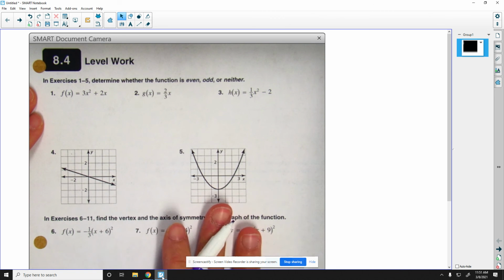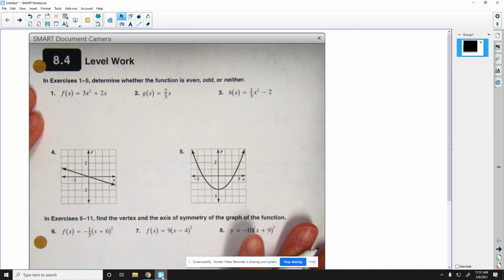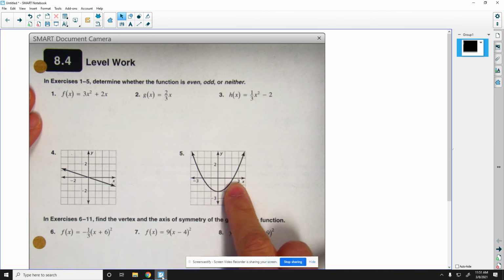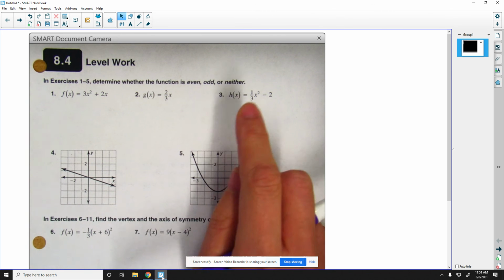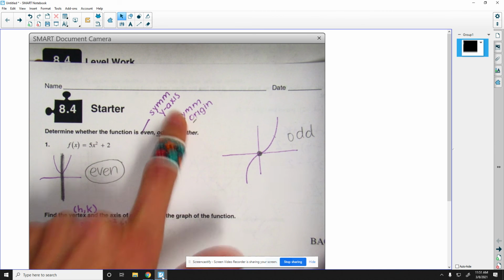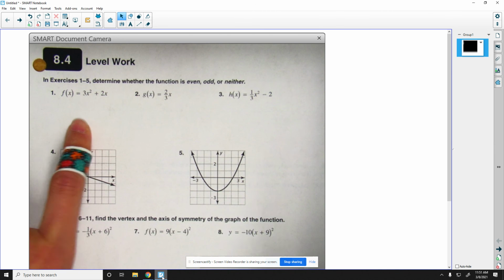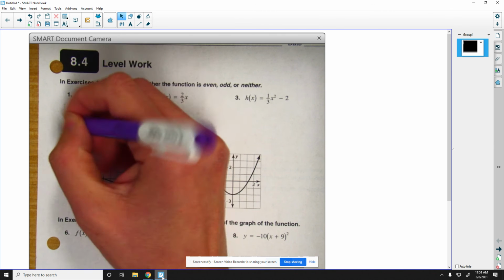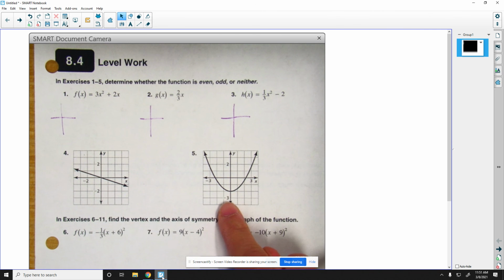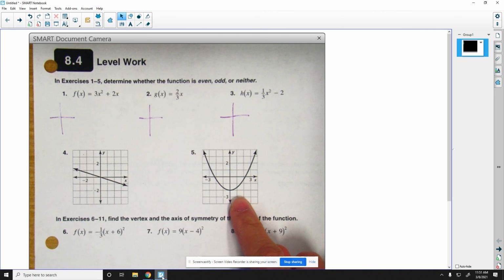All right. I'm just going to talk through your level work with you just so you know, this is not anything new. So guys, for numbers 1, 2, 3, 4, and 5, is it even, odd, or neither? That's exactly what we just did right here. Okay, so just tell me, what does it look like? Put it in your calculator. Showing your work just means giving me like a quick sketch of the graph. That's it. For 4 and 5, I don't have to show any work because they gave me the graph, right?